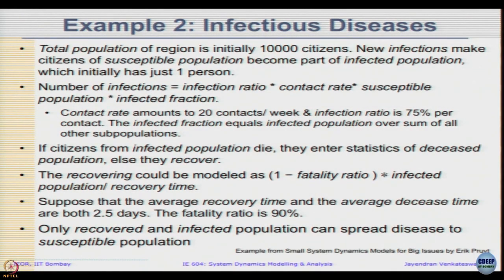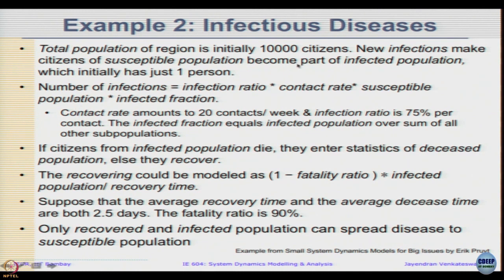Let us look at example 2. This is a model on infectious diseases. The total population of the region is initially 10,000 citizens. New infections make citizens of the susceptible population become part of the infected population, which initially has just 1%. Okay, so then it is getting closer to the existing model that we have already seen.